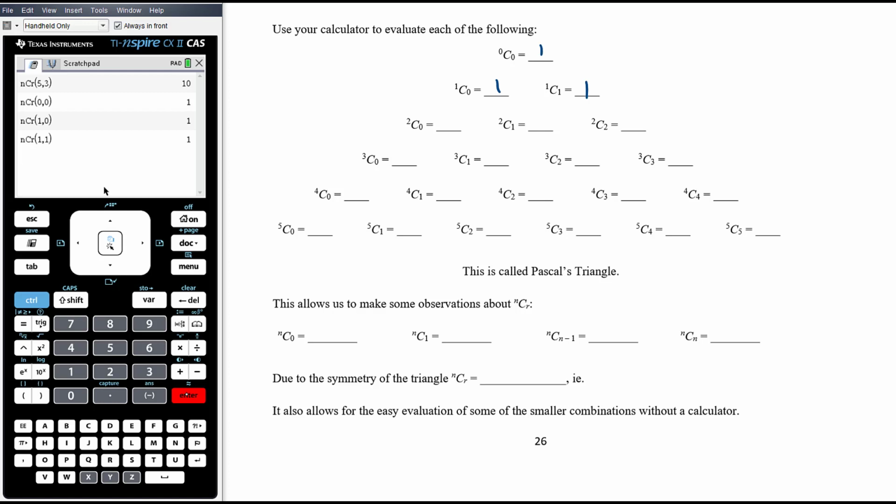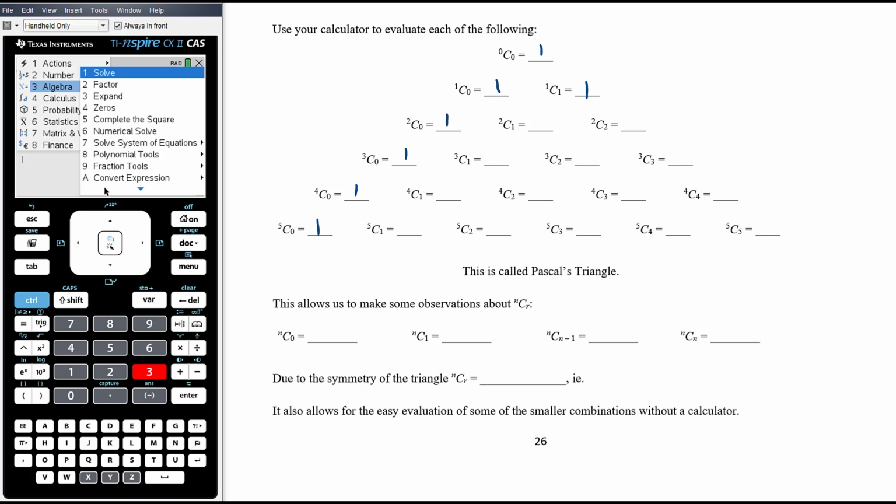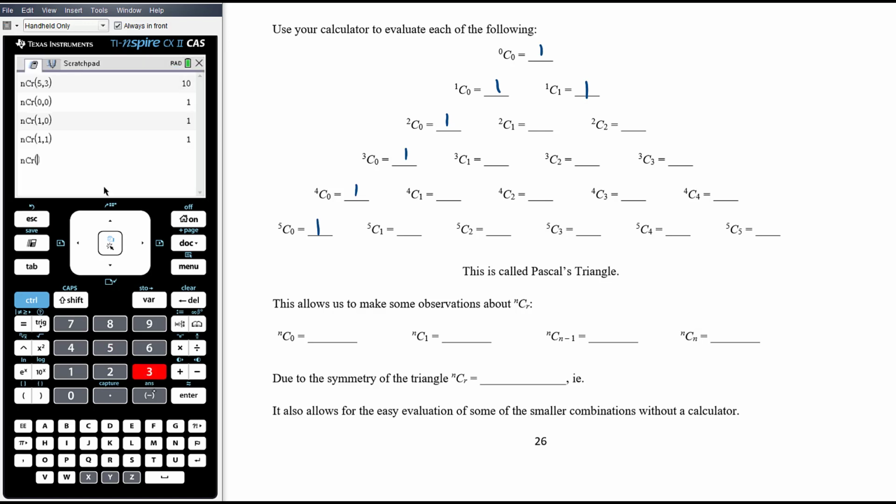If you want to choose none of them, there's one way you can do that, which is to choose none of them. So these are all going to be 1s down here. 3 choose 0, 4 choose 0, 5 choose 0. In fact, I'm wondering if I type x choose 0 in here, it will tell me that that's 1. Right, so it doesn't matter what x is, it'll be 1.